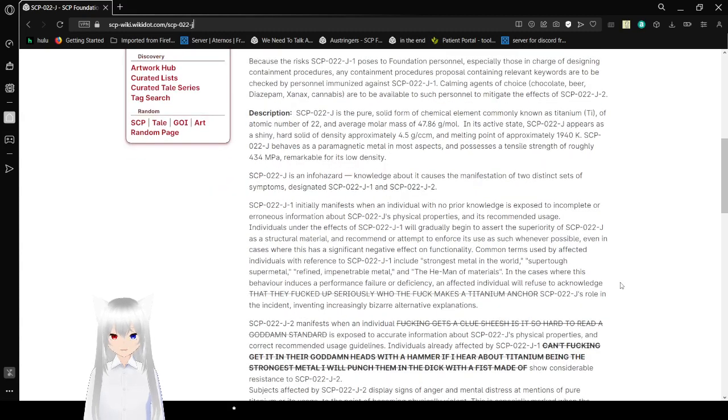Because of the risks SCP-22J1 poses to Foundation personnel, especially those in charge of designing containment procedures, any containment procedure proposals containing relevant words are to be checked by personnel immunized against SCP-22J1. Common agents of choice: chocolate, beer, diazepam, Xanax, and cannabis are to be available to such persons in order to mitigate the effects of SCP-22J2.